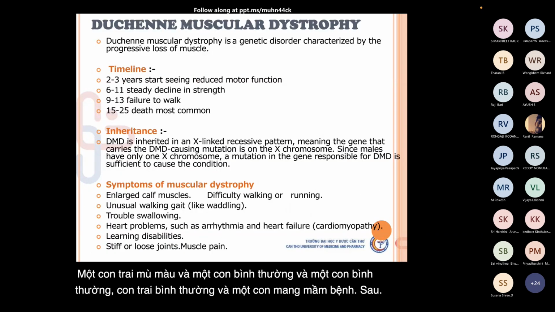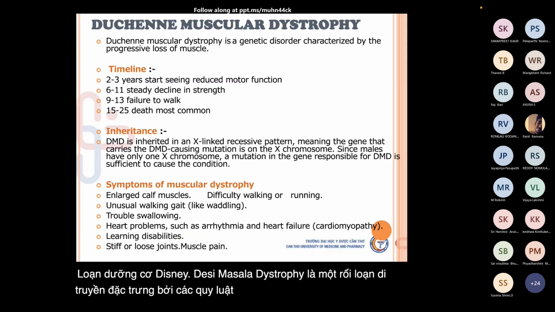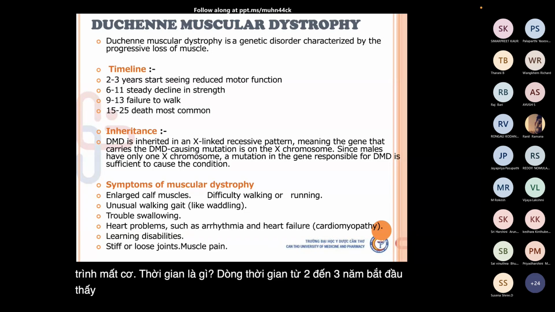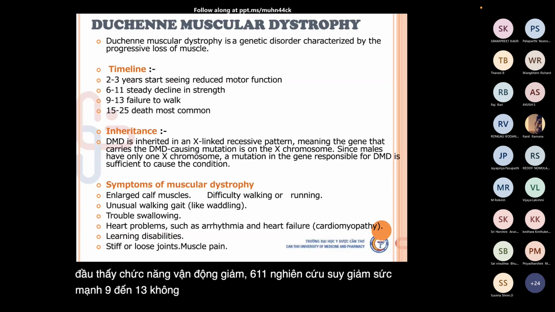Duchenne muscular dystrophy is a genetic disorder characterized by the progressive loss of muscle. What is the timeline? At 2 to 3 years, reduced motor function starts. At 6 to 11, a steady decline in strength. At 9 to 13, failure to walk. At 15 to 25, death is most common.